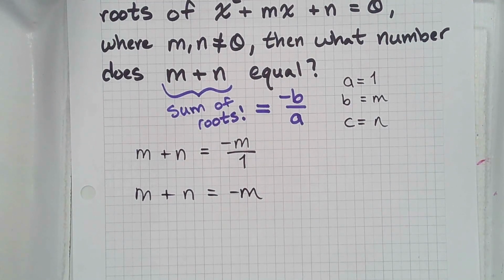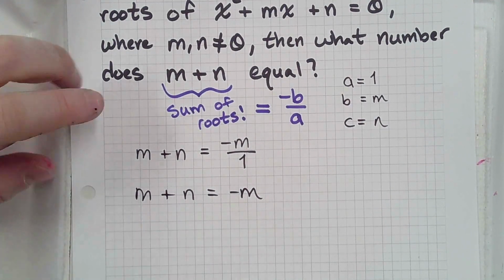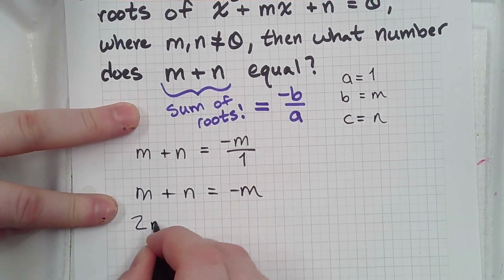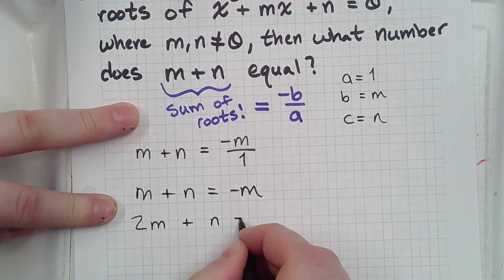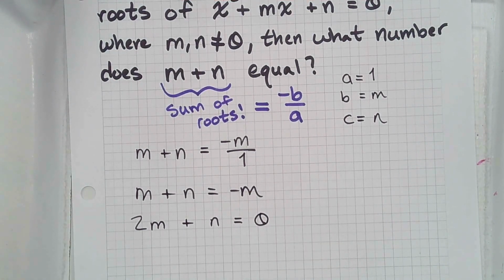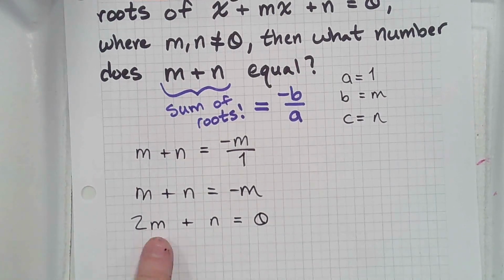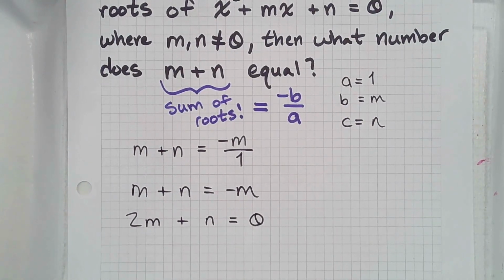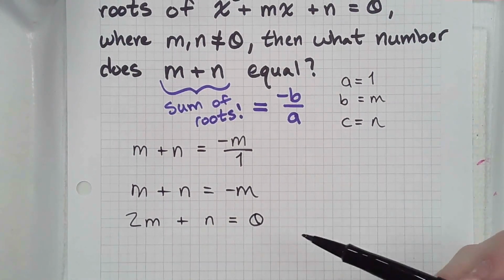Interesting. If I rearrange this equation, it looks like I get, after adding m to both sides, 2m plus n equals 0. So in other words, n is the opposite sign of m, and it's half that, so that when you put them together, you get 0. So that's an interesting thing. But I still don't know what m plus n equals. I need to figure that out.